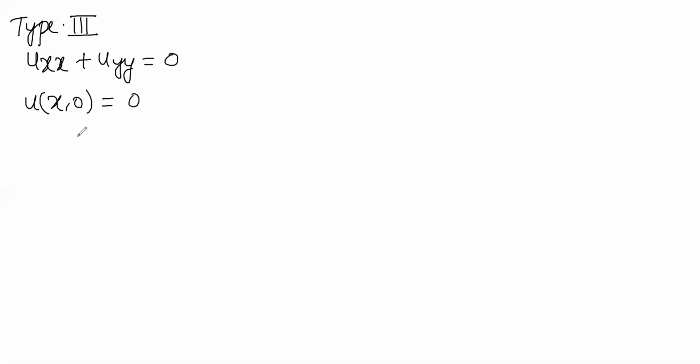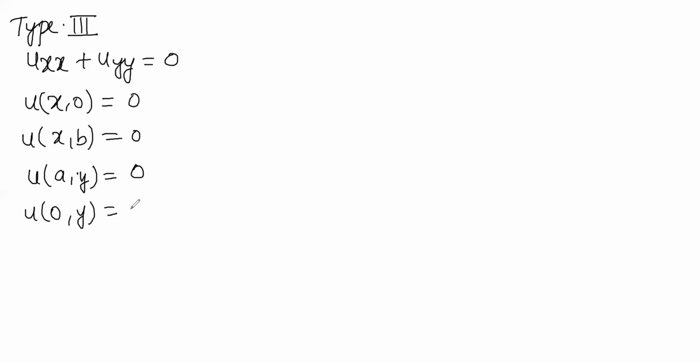So here comes type 3. I'll write down the solution. Now comes type 3. The equation is Laplace's equation, and the conditions are u(x, 0) equal to 0 and u(x, b) equal to 0. Now I have the condition on y, so I'm sorry, this is 0; even if I write y, that's fine. u(a, y) equal to 0 and u(0, y), I'll impose some function, some g of y.